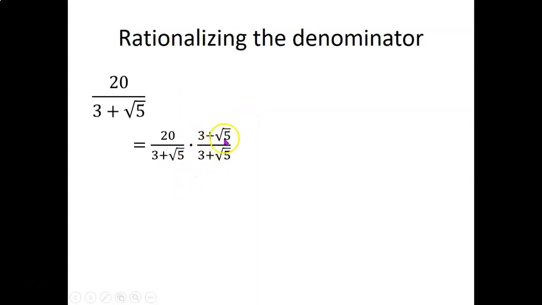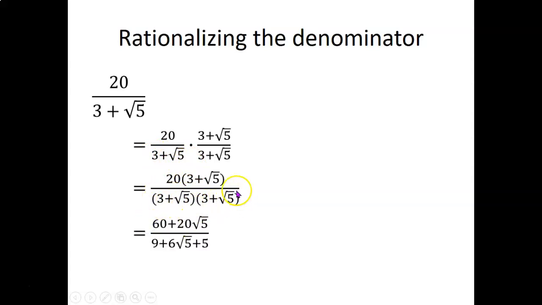So if I multiply by 3 plus the square root of 5 on top and on the bottom, on top I get 20 times the quantity 3 plus the square root of 5. On the bottom I get 3 plus the square root of 5 times itself. When I multiply that out, like you could do it with the FOIL method, I get 9 plus 3 root 5 plus another 3 root 5 plus 5, and that's not really going to help us because we still have a square root. We still have a radical 5 left in the denominator. So that's not really the way this works.